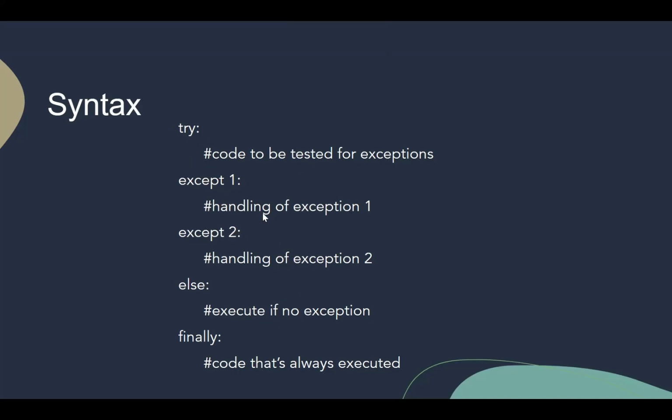And usually that's all you would use, just try and except. But if you also want to execute something only if there's no exception, then you can add an else block here that will execute if there's no exception. And if you want something to execute always, you can use the finally block. So finally, and then it'll run the code that is always executed.